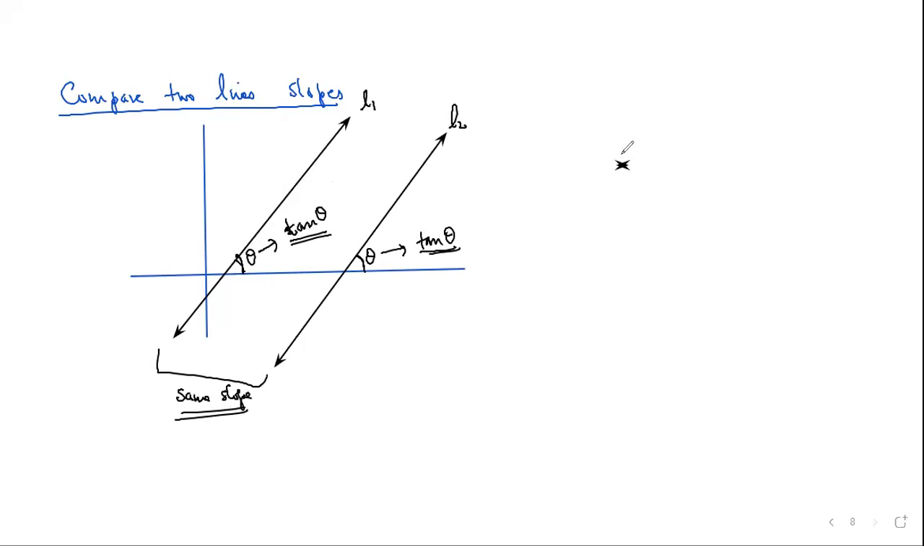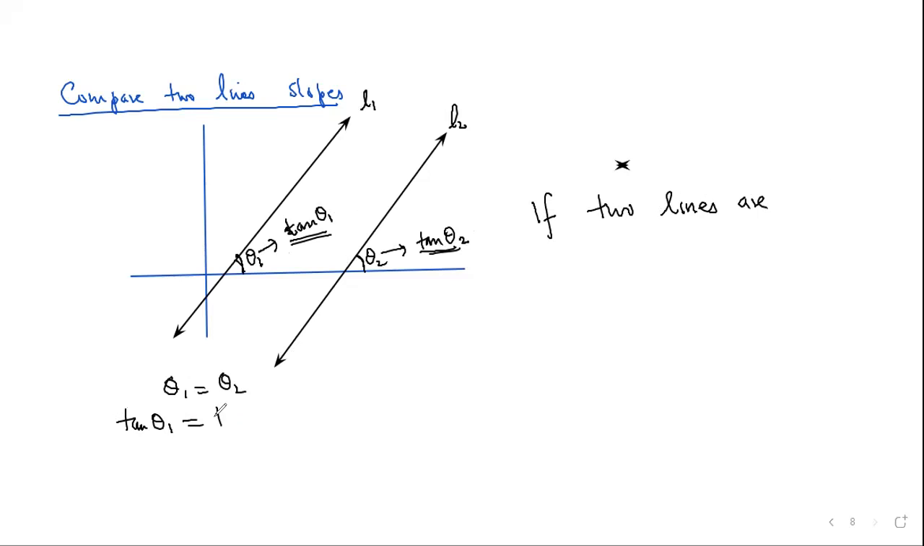If two lines are parallel, the slopes will be equal. So may you write your conclusion? If two lines are parallel, call it theta 1, call it theta 2, slope is tan theta 1, tan theta 2. Then theta 1 is equal to theta 2, so tan theta 1 equals tan theta 2, so slopes are equal. This is your understanding. And here you'll write: if two lines are parallel, their slopes are equal.